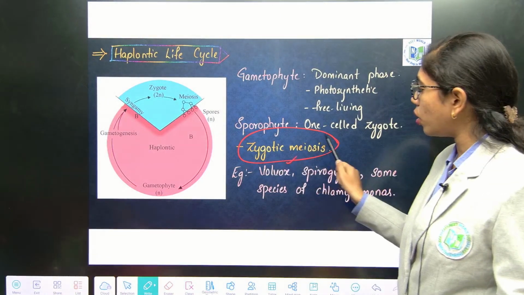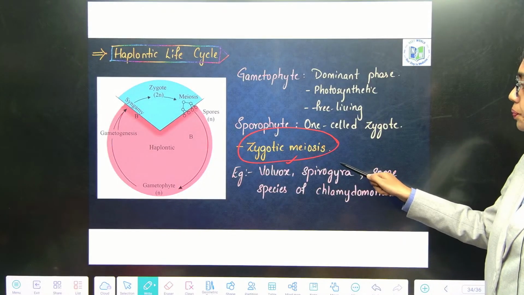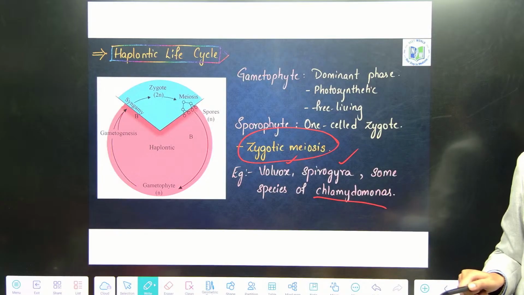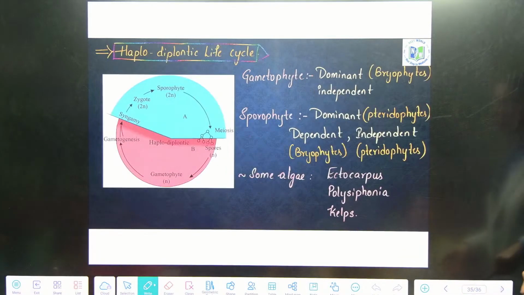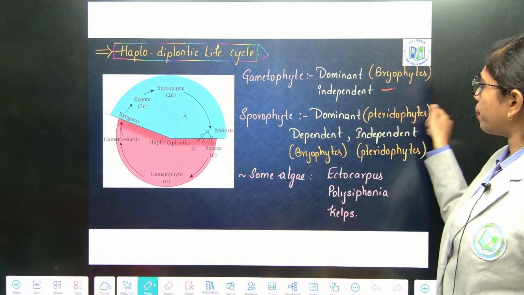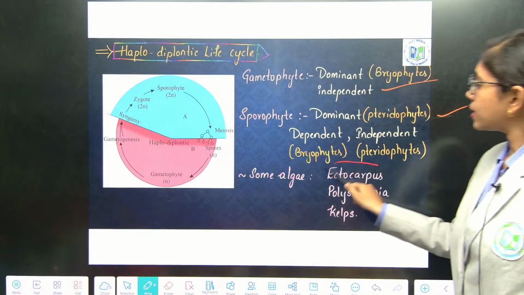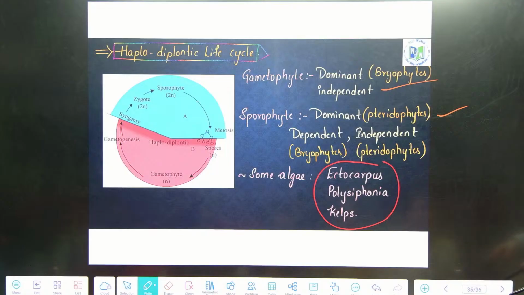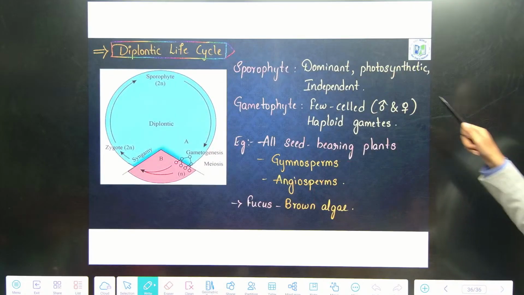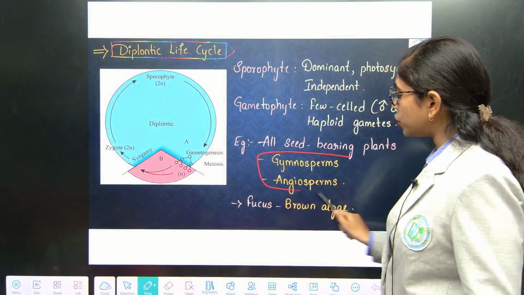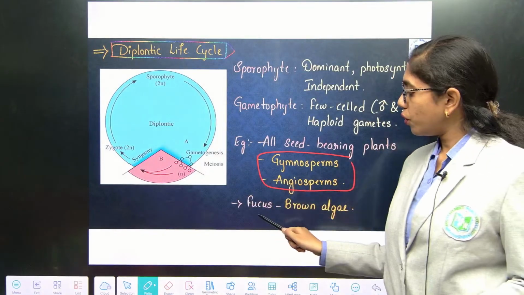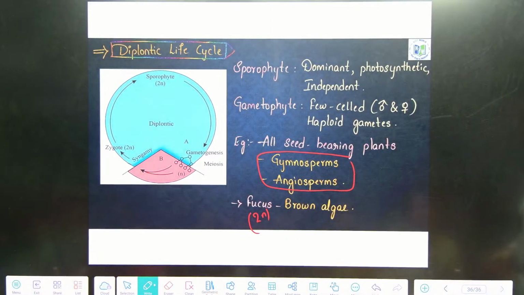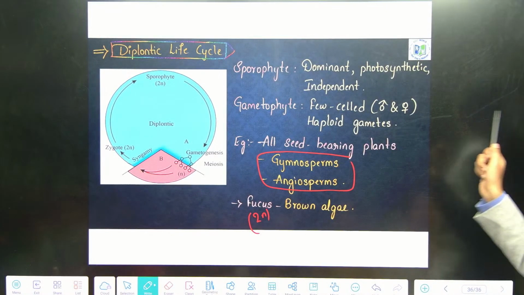Examples you can take colonial algae Volvox, Spirogyra filamentous algae, species of Chlamydomonas unicellular green algae. Diplontic life cycle: Bryophytes, Pteridophytes, some algae like Ectocarpus, Polysiphonia, Kelps, Dictyota. Next, diplontic life cycle observed in Gymnosperms and Angiosperms. Fucus is diploid, which is brown algae. Clear, right? Clear till here everywhere?